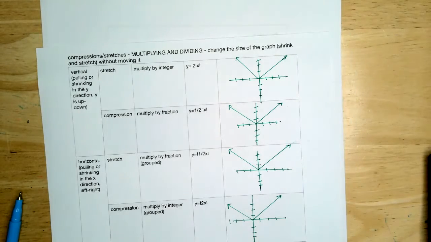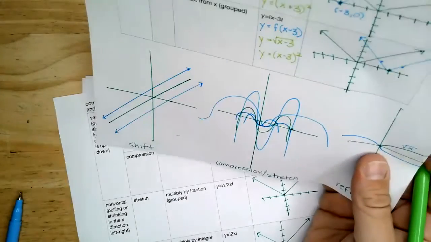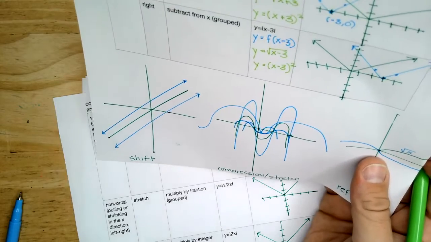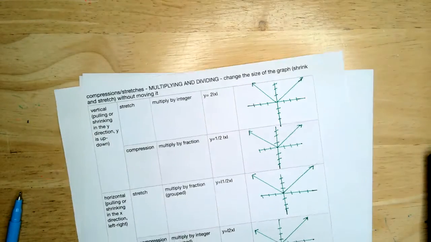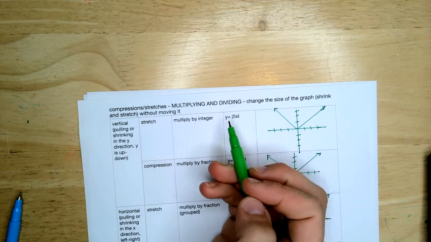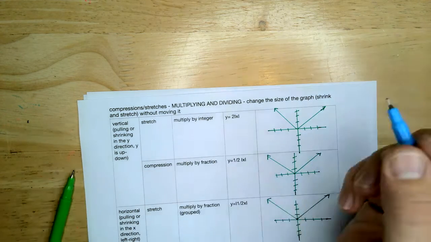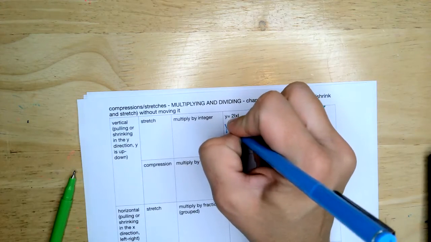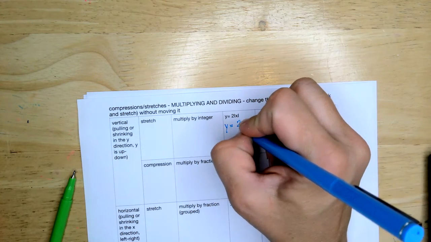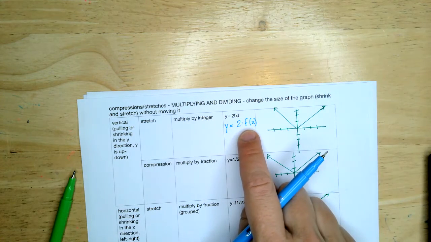So for compressions or stretches, we saw what they looked like a little bit down here, right? You're actually making something wider, narrower, taller, or shorter. Vertically, you are pulling or shrinking in the y direction. And remember, what you do is you take that integer and you multiply all of your y values by that integer. So if you had y equals 2 times the absolute value of x, first I'm just going to write the model of it. So this would be 2 times f of x. So it's very clear that the 2 is outside.